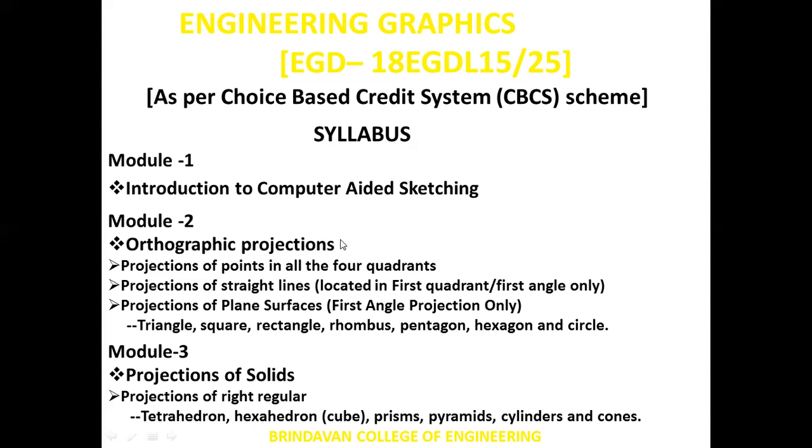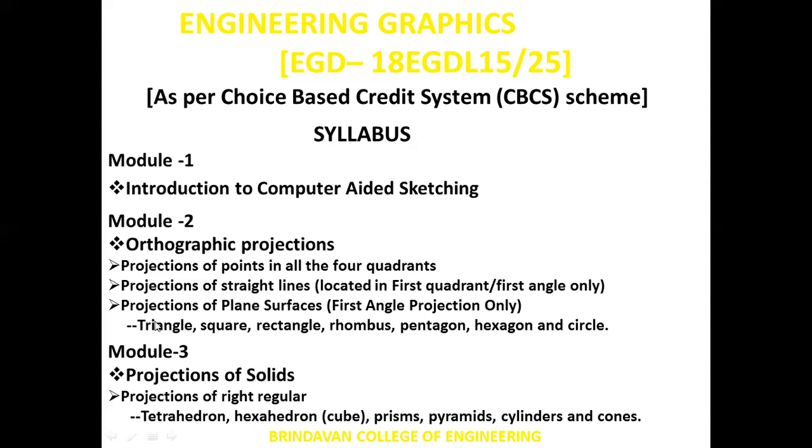That is orthographic projection. In this orthographic projection, we have two portions. One is projection of points. Basically, we are going to discuss projection of points in the four quadrants using the quadrant system. After that, we will be solving some basic problems on it. Then we move to the projection of straight lines. In this, we are dealing with only the first quadrant and first angle. What are the different types of lines? We are going to solve them.